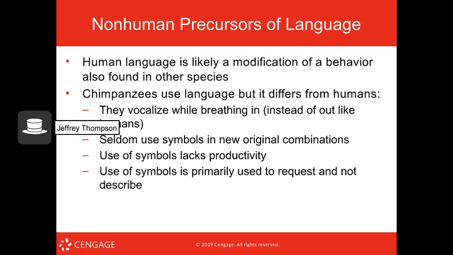So, as you might guess, evolutionarily, the language that we have is just a modification of behavior found in other species. So we're just building off of things that already existed, and then we just made it better, right? So chimpanzees use language, but it's different than how we use it. They vocalize while breathing in. We vocalize while breathing out. Try speaking while inhaling. I tried to do it before I recorded this, and it was impossible. It was very hard. I can whistle while inhaling, but vocalizing while breathing in is very hard.